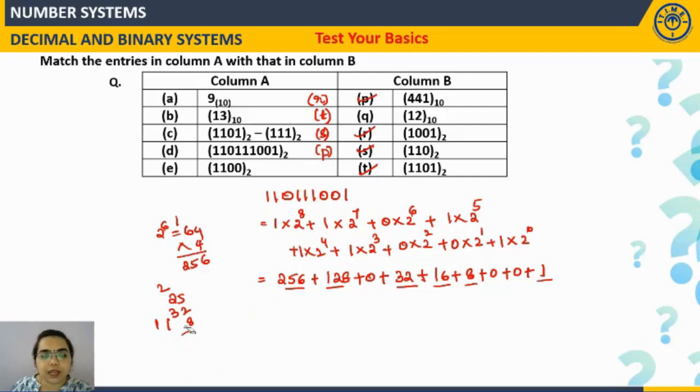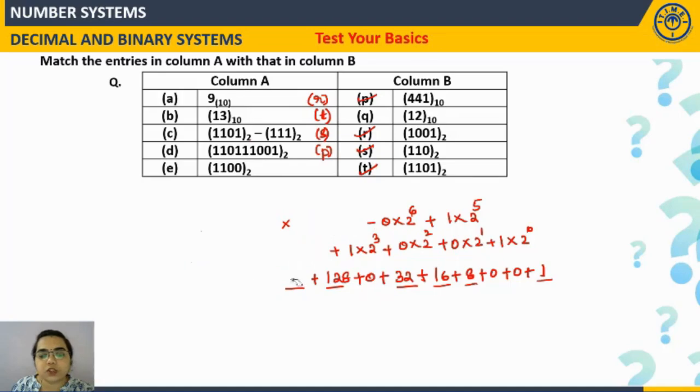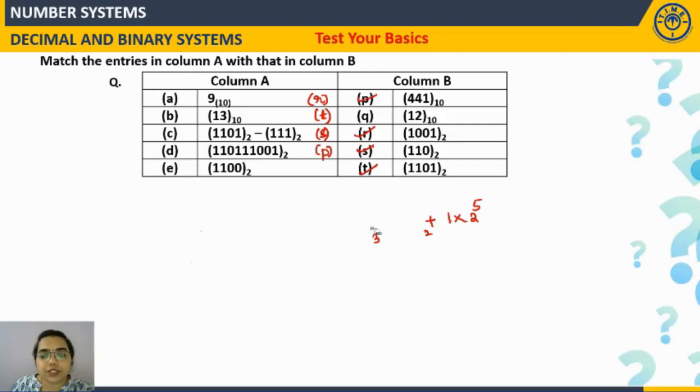Next, what do we have? 1100 to the base 2. Okay, 1100 base 2, again it needs to be converted into the decimal form. So how do we begin? You look at the number of digits. How many digits do you think we have there? We have 4 digits, right? 1100 to the base 2. So what will you get?